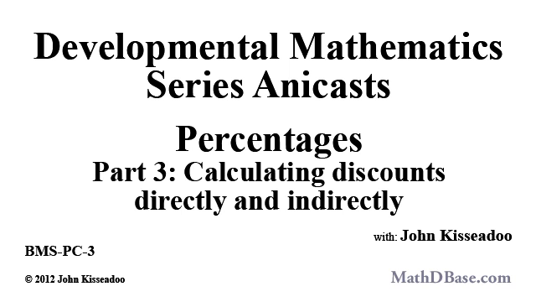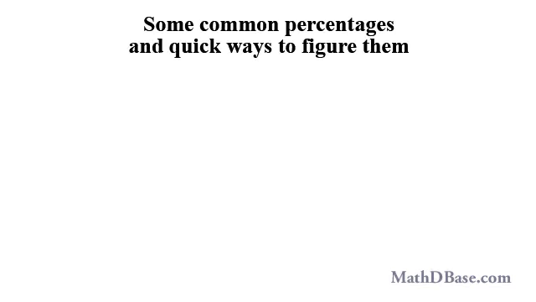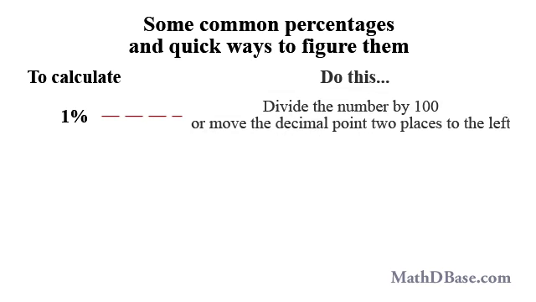In this installment in the Developmental Mathematics series, I will discuss Percentages, Part 3, Calculating Discounts Directly and Indirectly. Let's first look at some ways of quickly figuring out certain percentages. For example, to calculate 1% of a number, divide the number by 100, which means just move the decimal point 2 places to the left.